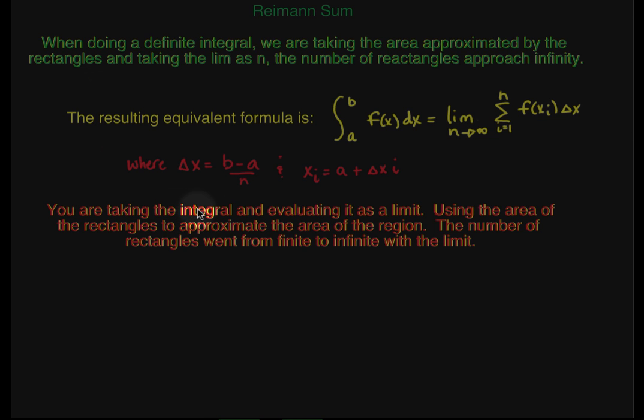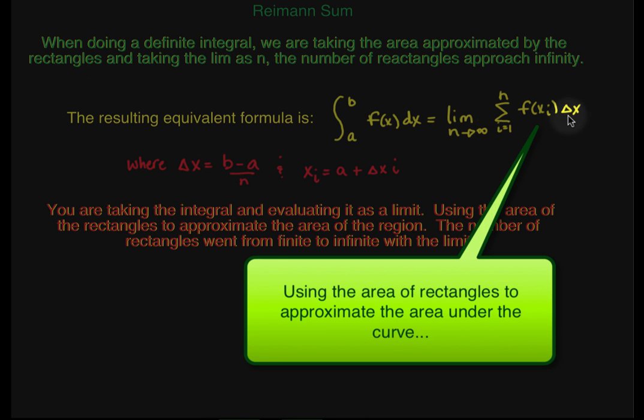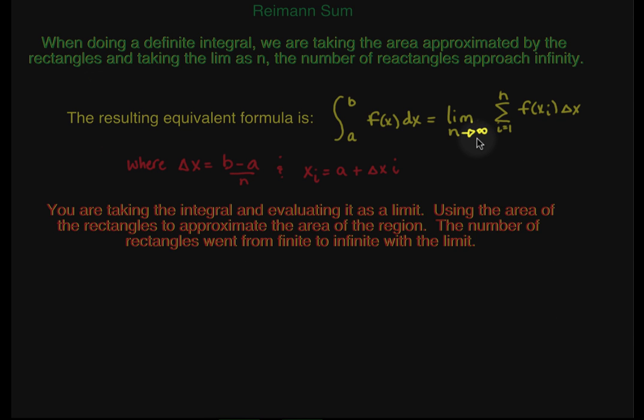Essentially what you're doing is taking the integral and evaluating it as a limit using the area of these rectangles. Like I said, this is the length, this is the width. Length times width is the area of a rectangle, used to approximate the area of the region. And what we're doing is looking at the number of rectangles approaching infinity. Before, it was finite. We were using 3 rectangles, 4, 5, 6 rectangles, whatever they decided. But now we're approaching an infinite number of rectangles when we use the limit.